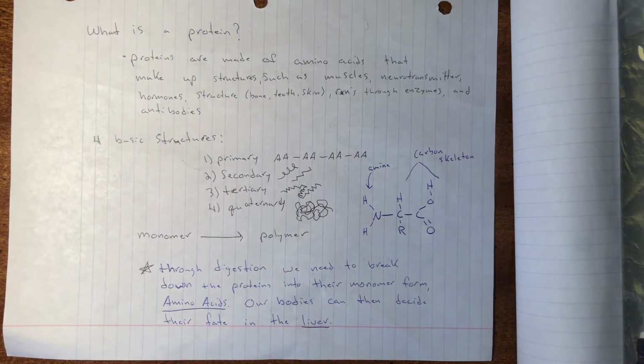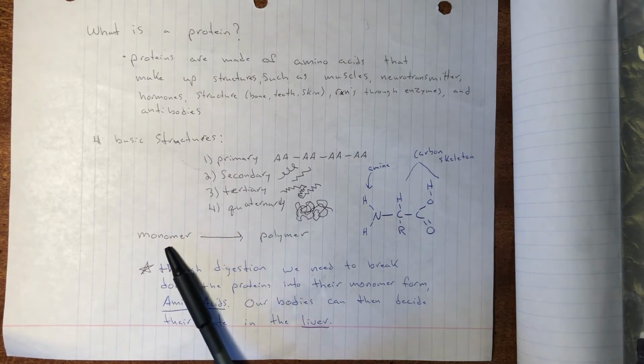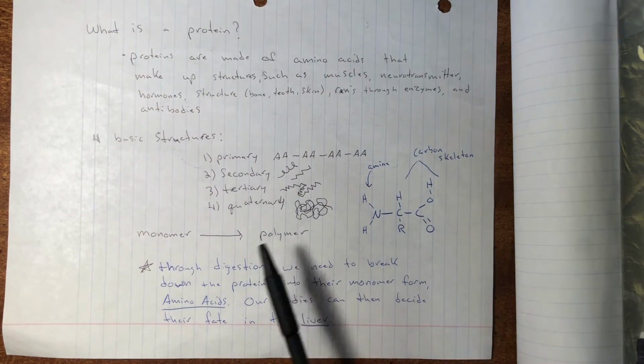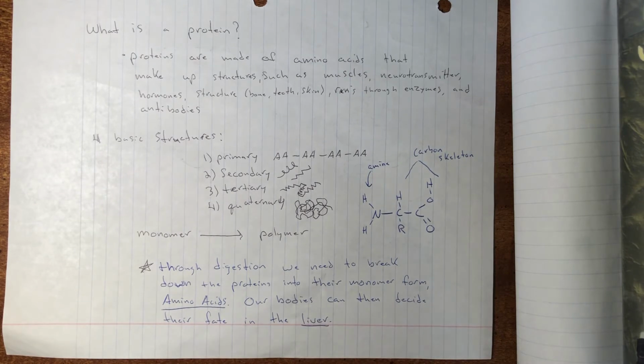Before I jump into digestion and metabolism, I just wanted to make a brief note on what protein is. Protein is made up of amino acids, which are the monomer form of proteins, and are combined into longer chains and structures, which are referred to as the polymer of protein, to form certain structures within our body.